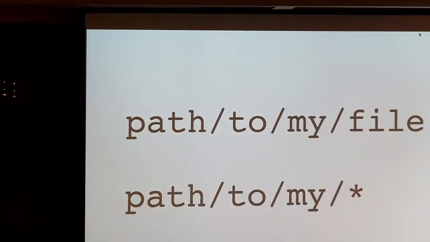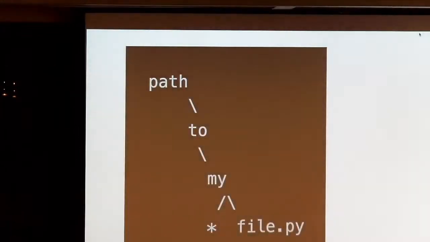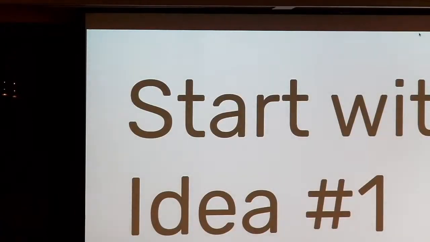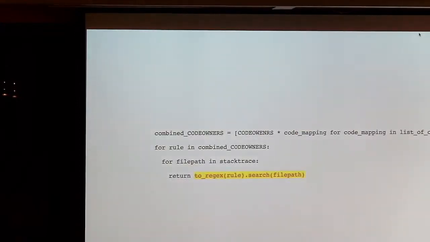So for example, if you have code owners paths like this, the tree structure would be generated like that. The problem is that for paths where the glob pattern is in the middle of the path, you still require a regex engine for these types of cases. So my plan was to just start with idea number one, which is to rewrite it using the Rust regex engine.